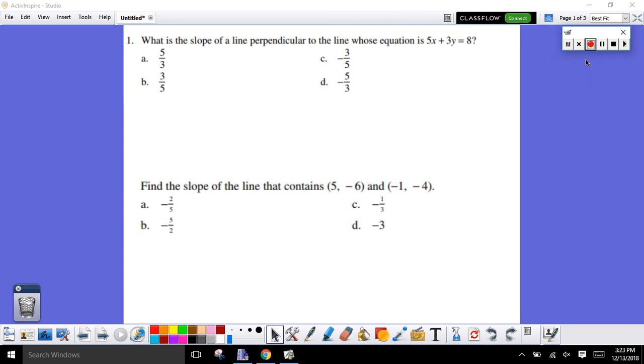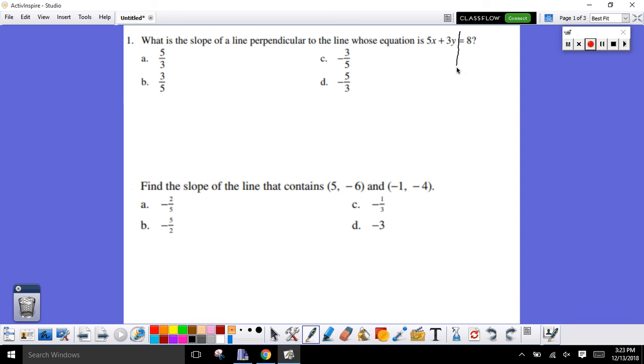Okay guys, so now that we know a little bit more about parallel and perpendicular lines, we're going to start solving problems. So for number 1, it says: what is the slope of a line perpendicular to that with an equation of 5x plus 3y equals 8? The first thing we do, it has to be in slope-intercept form, so I am going to solve for y.